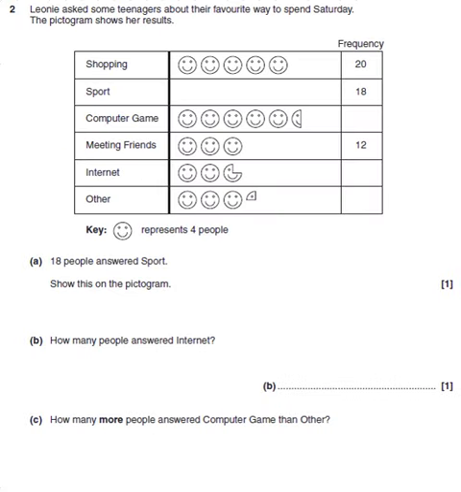Question 2 is a pictogram. We've got 18 people answered sport. Show this on a pictogram. So 4 people represents 1 smiley face. So sport will be 1 smiley face, 2 smiley faces, 3 smiley faces, 4 smiley faces. So we've got 4 smiley faces, that's 16. And then we've got half a smiley face because that's our extra 2.